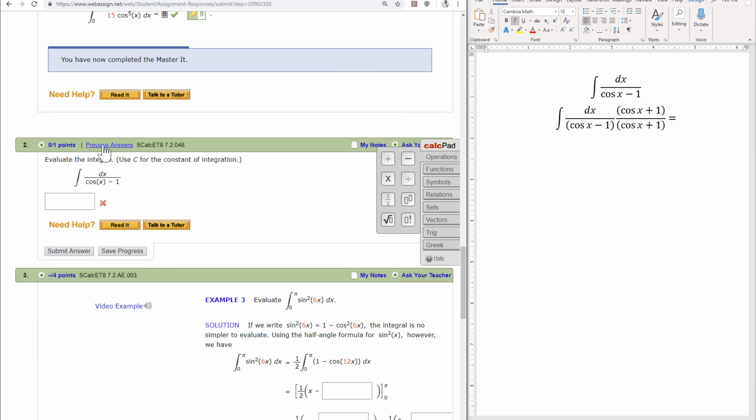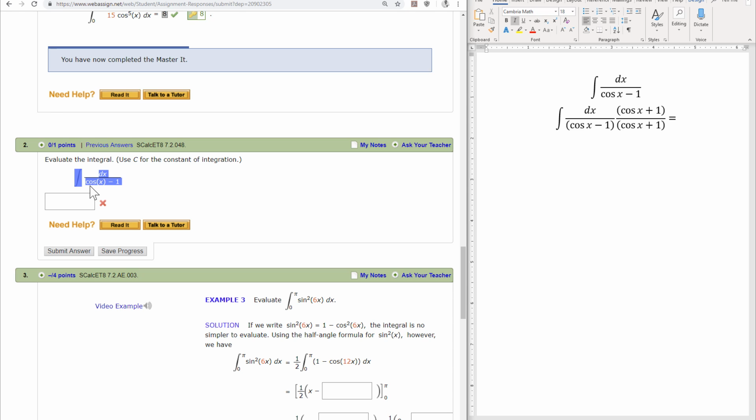Let's do this problem from section 7.2, problem number 2. They want us to find the integral of dx divided by cosine x minus 1. And what I want to try to do is include the sine squared plus cosine squared is equal to 1 formula. I'm noticing that this is almost a difference of two squares. Well, this is one factor of a difference of two squares.